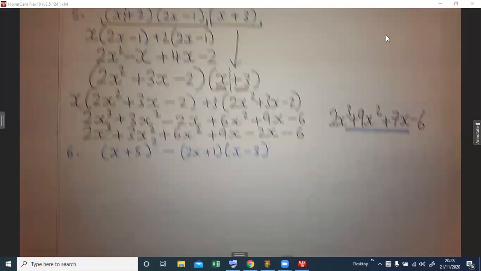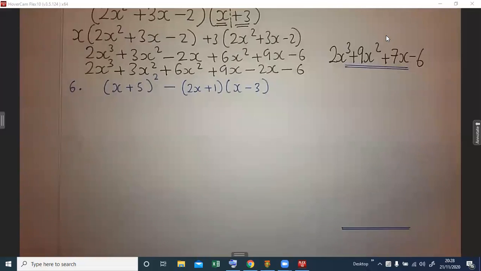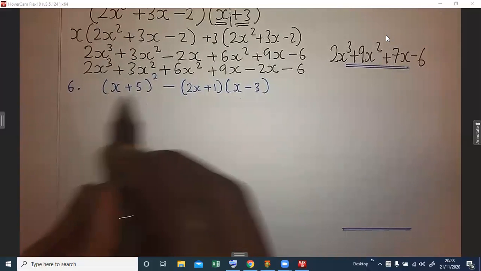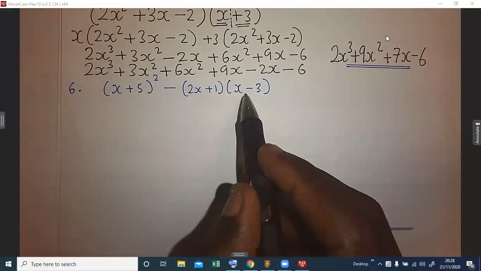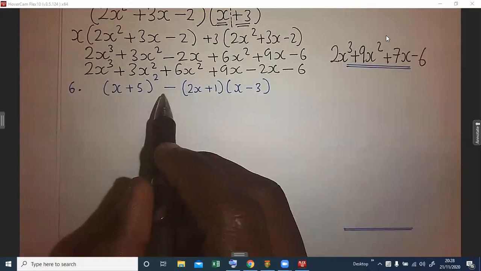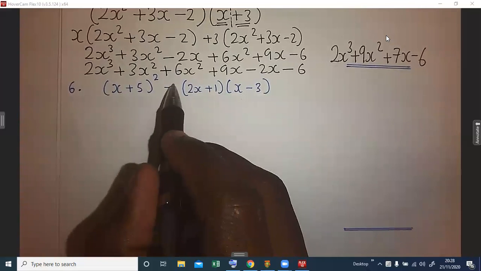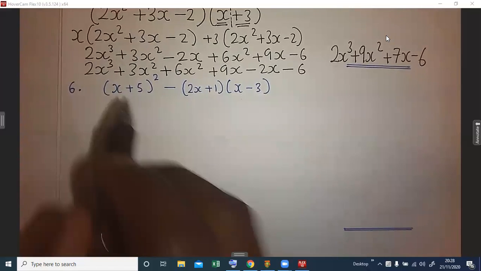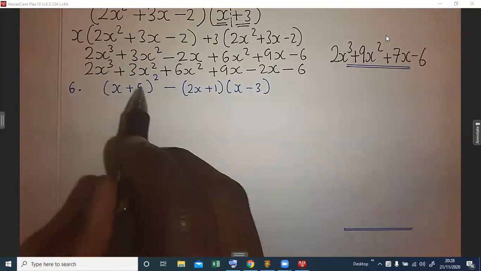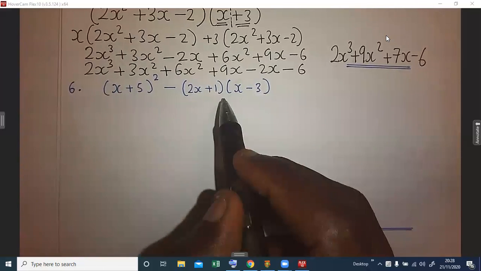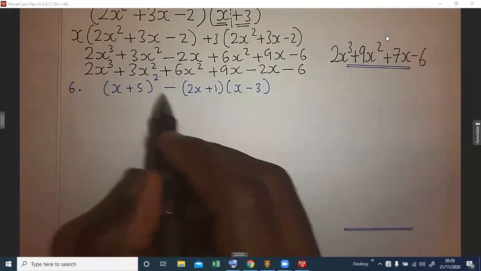Let's look at our last example. Here we have got a minus sign. This side we have a bracket square, and this side we have 2 brackets. So when we are in this kind of situation, we will reserve this minus sign. It will have to wait so that we can expand this side and then simplify it. Also, we expand this side and then simplify it. Afterwards, we will join them back so that we can apply the minus sign.